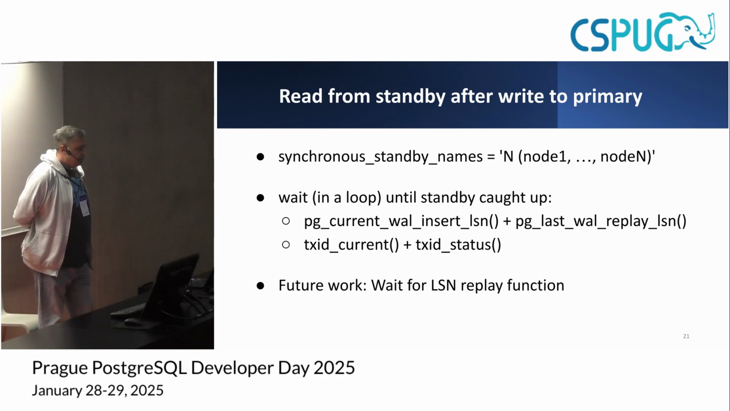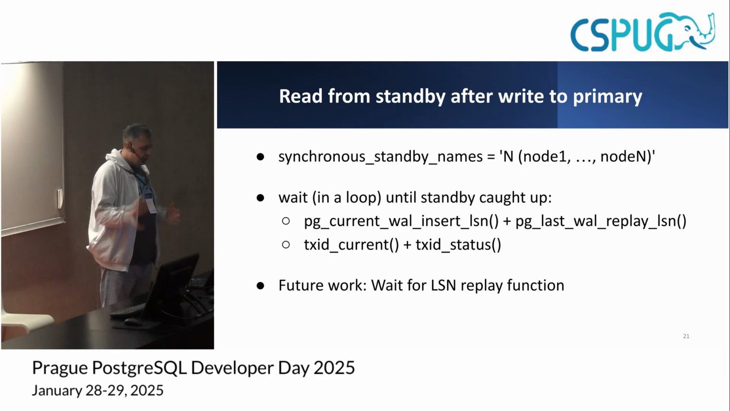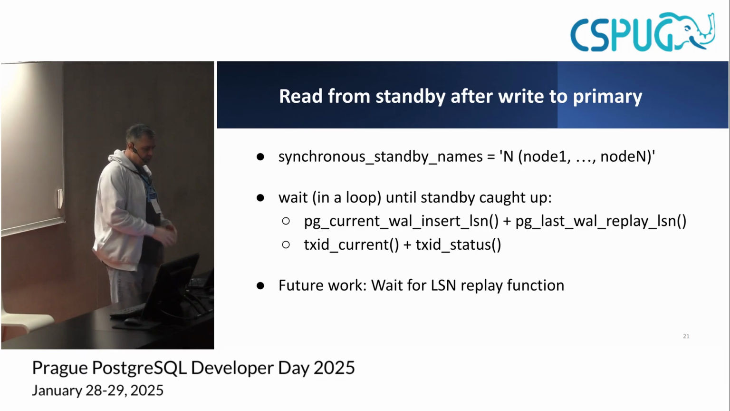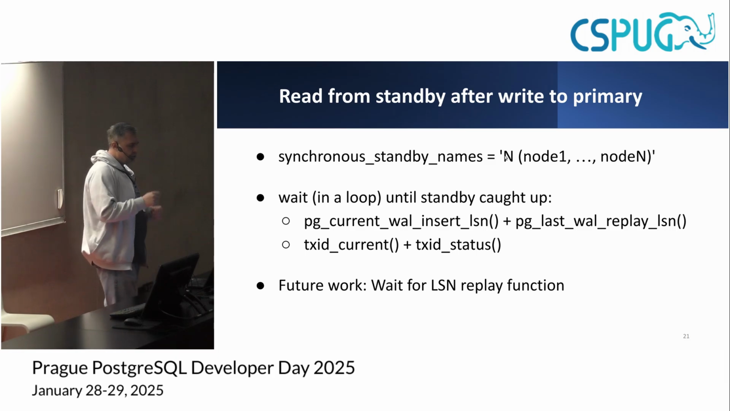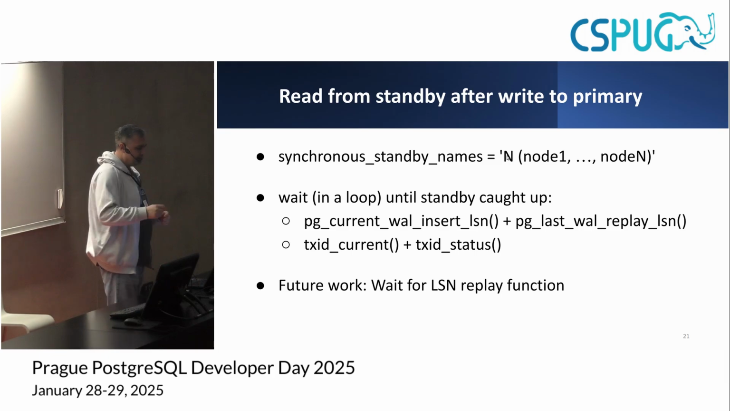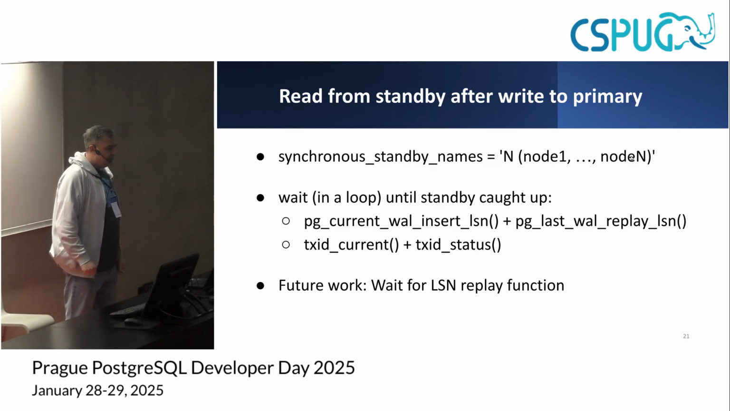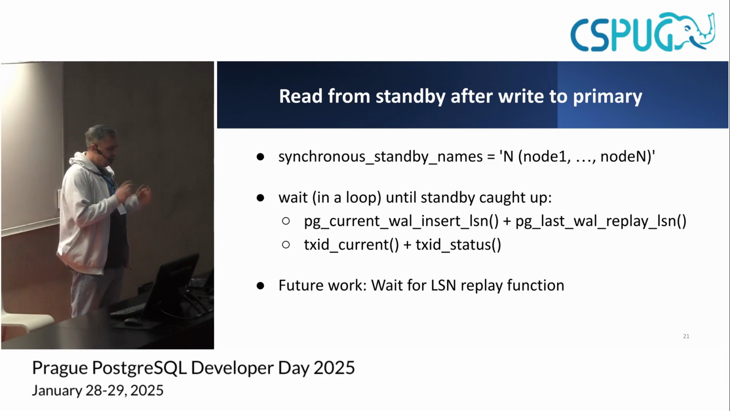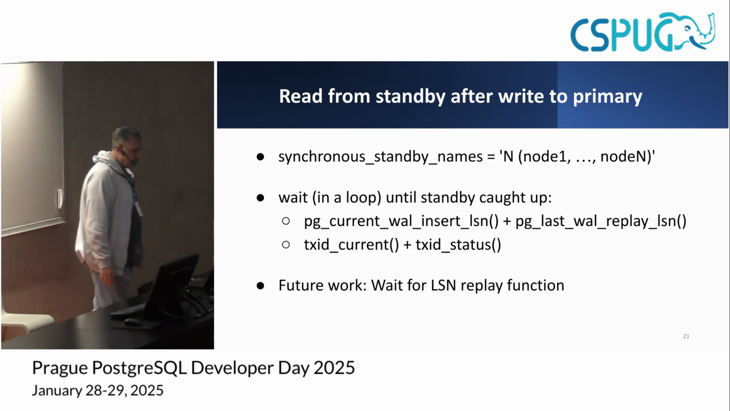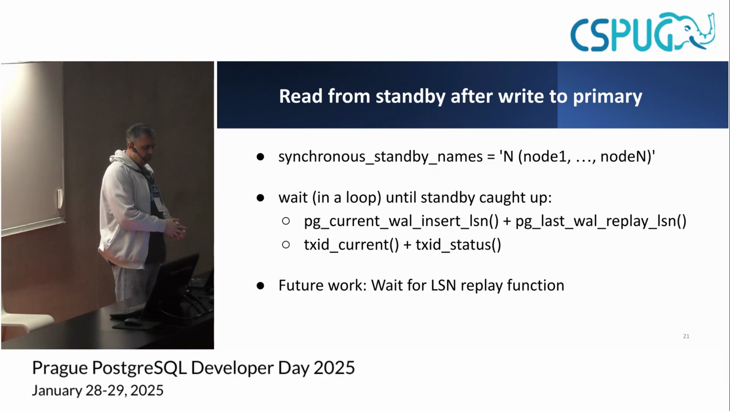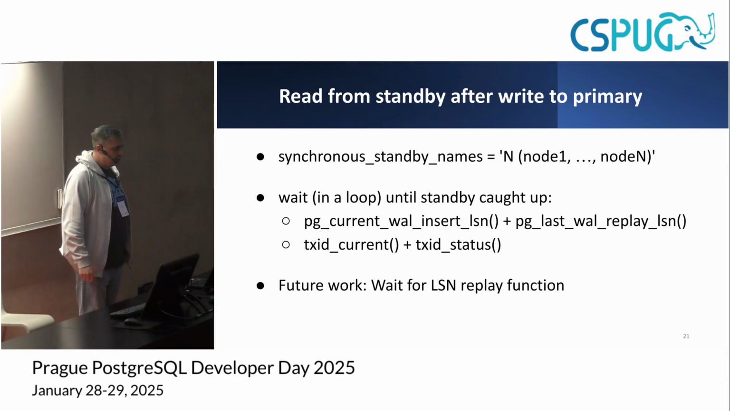So, when is it safe to read from standby after writing to a primary? One case is very simple: when you have either FIRST or ANY, and the number in synchronous_standby_names matches the number of nodes that are listed. It more or less guarantees that the transaction was made to all of them. Otherwise, you need to wait until standby fully caught up with some specific transaction.